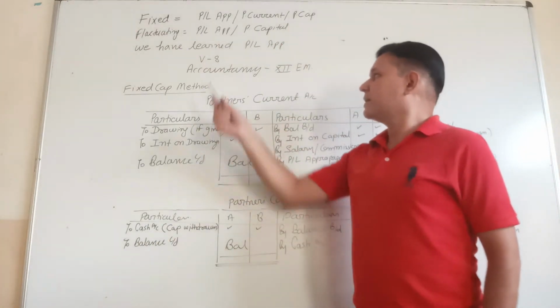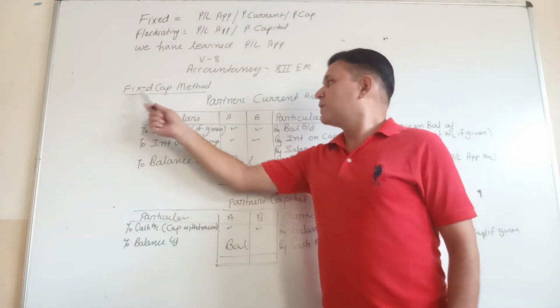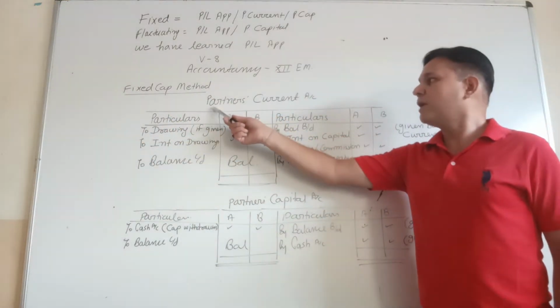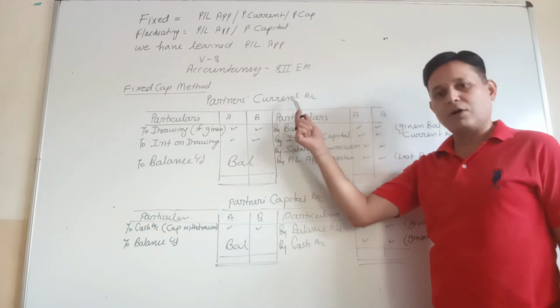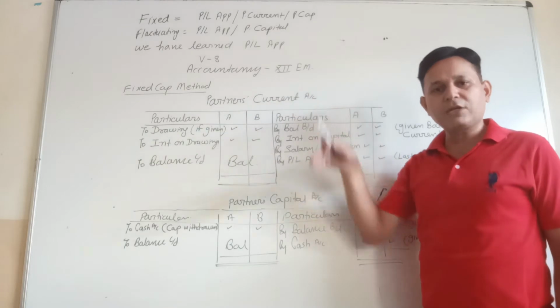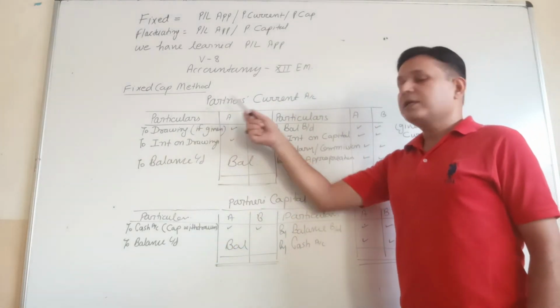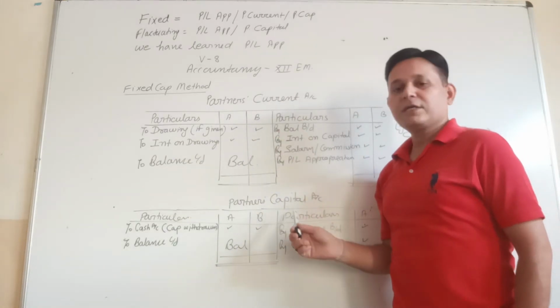So let's start. It's the 8th lecture of basic partnership, fixed capital method. First of all, you have to prepare the partners current account. It's not necessary; you can prepare the partners capital account first, then the partners current account. But it's better to prepare the partners current account first, then the partners capital account.